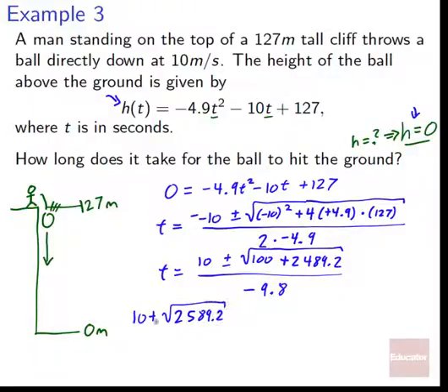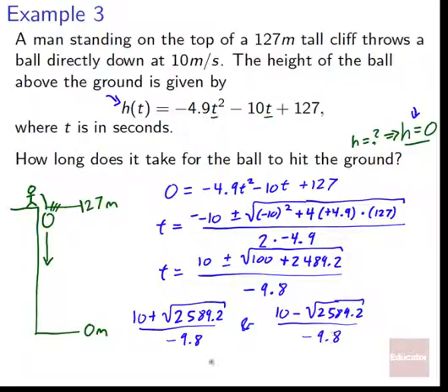So 10 plus the square root of 2589.2 over negative 9.8, and 10 minus the square root of 2589.2 over negative 9.8. We plug that into our calculator and we get two different answers. t equals negative 6.213 and 4.172. Now, first, that should set off some alarm bells in our head, right? We throw a ball down a cliff. We imagine this in our head, that's the very first step. You throw a ball down some tall height, and eventually it hits the ground. That's the end. It doesn't hit the ground at two different times.